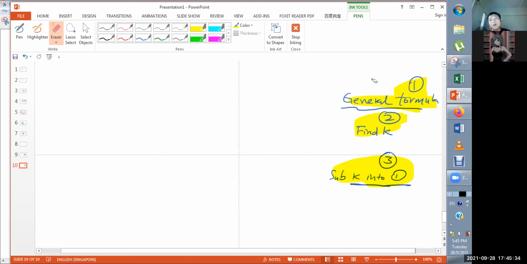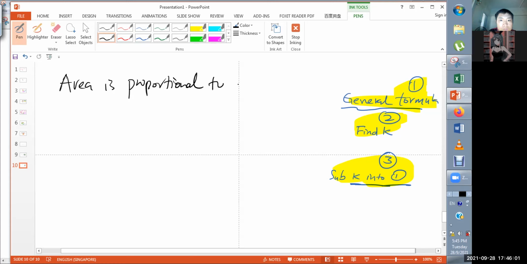Okay, so far so good. Step 1, general formula. Step 2, find K. Step 3, sub K into 1. So these are the 3 steps. With these 3 steps, I'm going to give you a question. Let me see. Area is proportional to radius. So what's your step 1? Write the formula. In this case, it's area and radius.